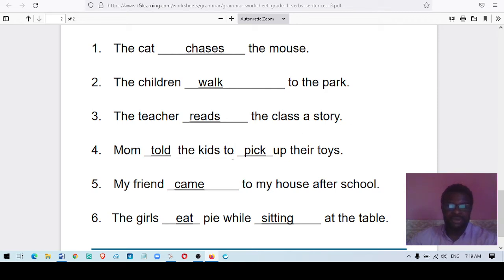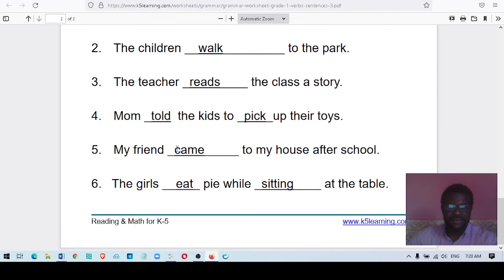Mom told the kids to pick up their toys. Mom told, simple past tense. Mom, which is she, told the kids to pick up their toys. To pick up, that's what we call the infinitive, to plus the base form of a verb, to pick up their toys.